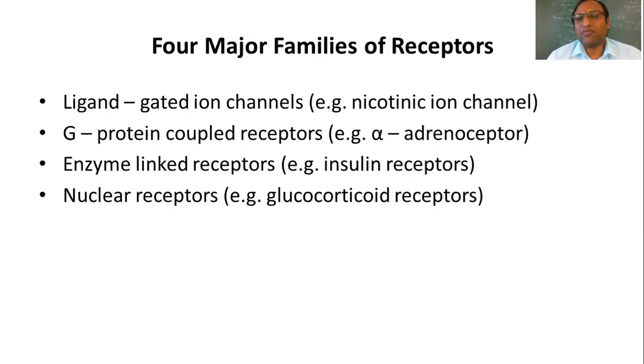The four major families of receptors, as we have seen the percentages in the previous slide for the targets. The four main families of receptors are all protein based receptors. The first one is ligand gated ion channels, like nicotinic ion channels. Then G protein coupled receptors, like the alpha adrenoceptor, then enzyme linked receptors like insulin receptors, then nuclear receptors like glucocorticoid receptors.